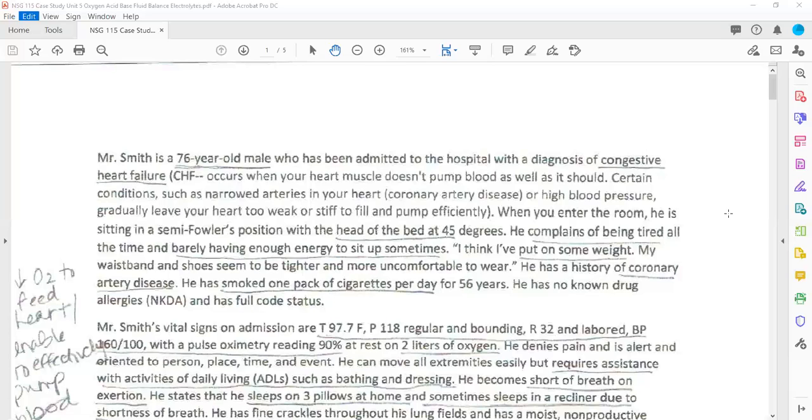So we'll also look at his lifestyle. He smoked 1 pack of cigarettes per day for 56 years. That's also concerning for problems with the heart and blood vessels. He has no known drug allergies and is a full code status.